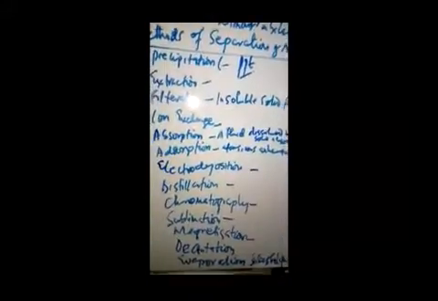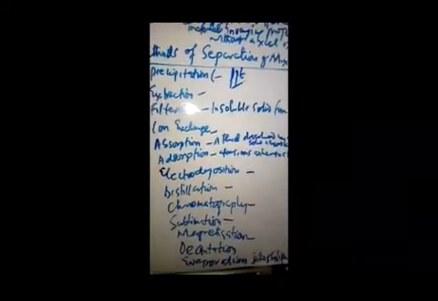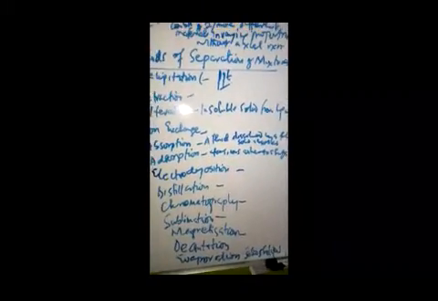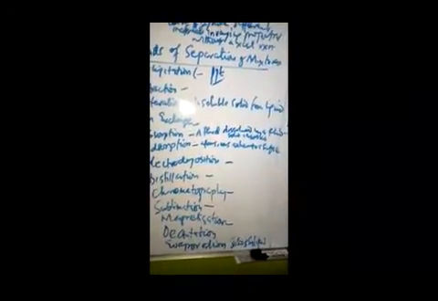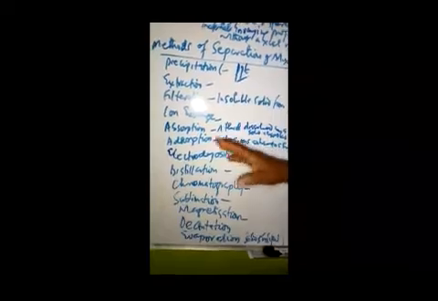Absorption. A method of separation whereby a fluid is dissolved by another fluid. We call it solid absorbent. Next one is adsorption. This is when atoms or ions adhere to the surface. You remove them by letting the atoms and ions adhere to the surface. That's just adsorption.